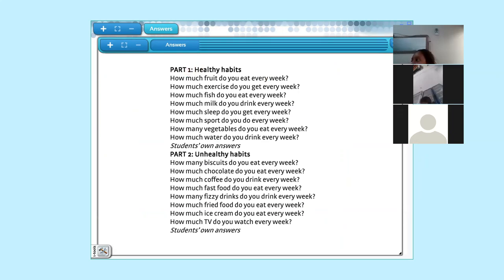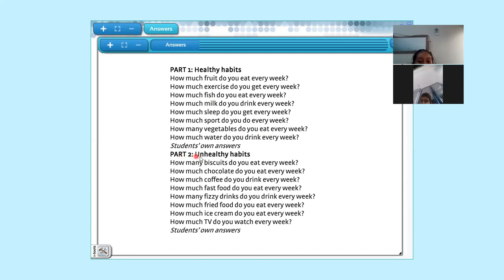How much fruit do you eat every week? Number 2, how much exercise do you do every week? How much fish do you eat every week? How much meat do you eat every week? How much sleep do you get every week? How much sport do you do every week? How many vegetables do you eat every week? How much water do you drink every week?